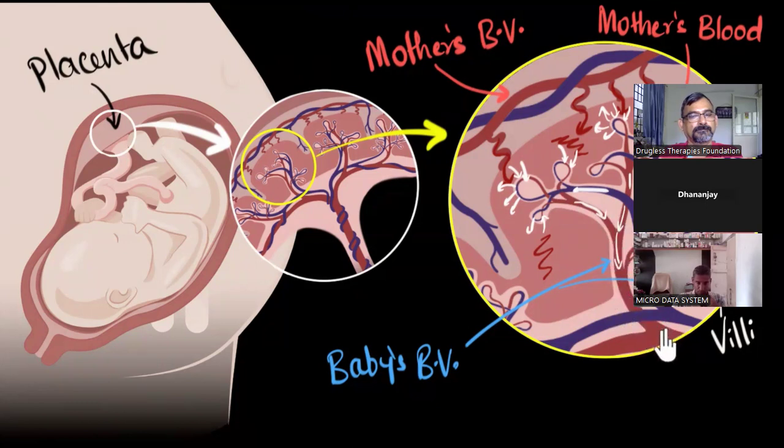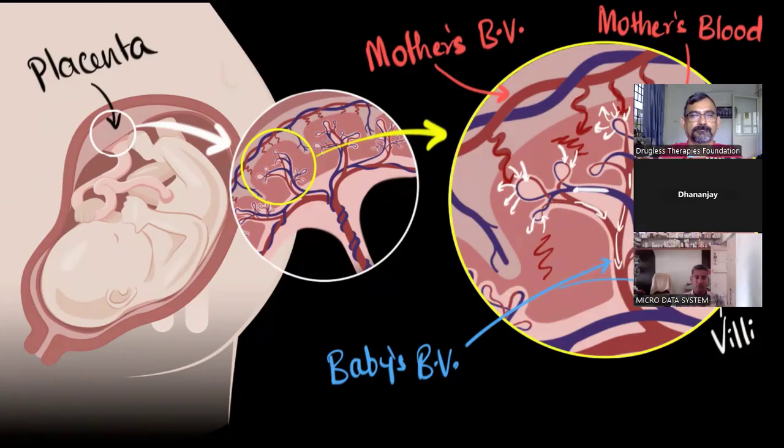All right. Just like in our pulmonary system, where exchange happens in our lungs, there also the same thing happens. The arteries carry the deoxygenated blood, and the veins carry the oxygenated blood. So the placenta also plays the role of the lungs, because the baby's lungs are not fully developed over here.